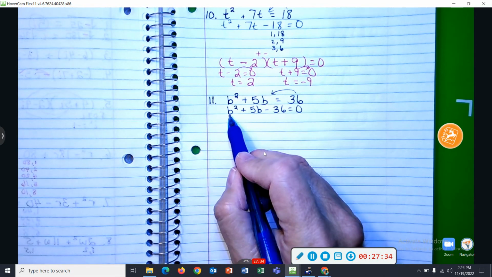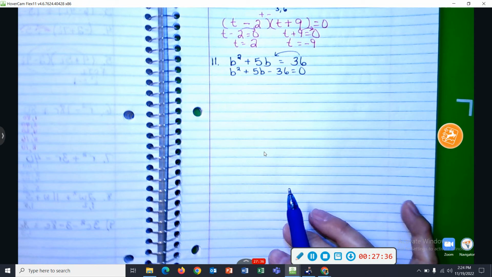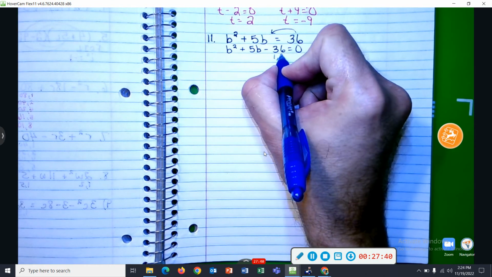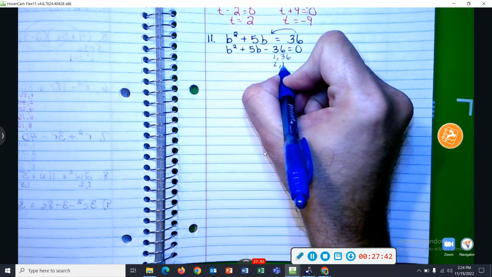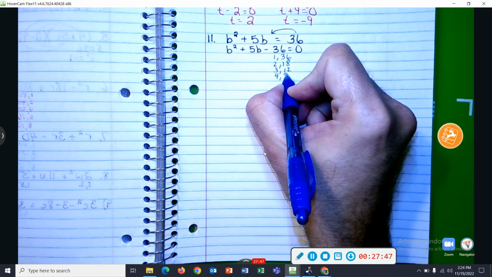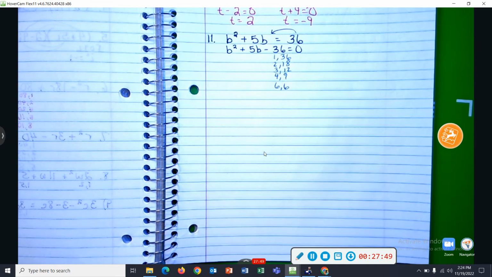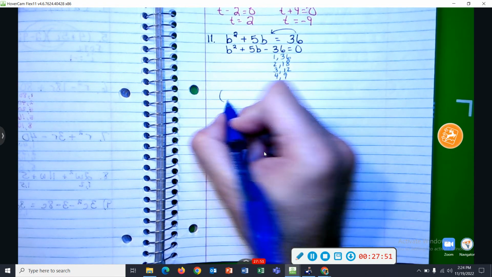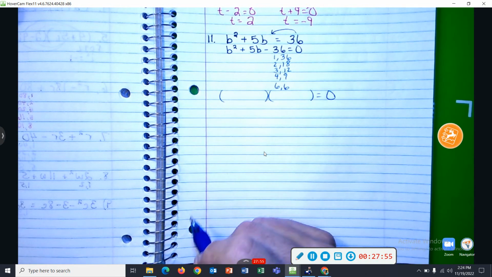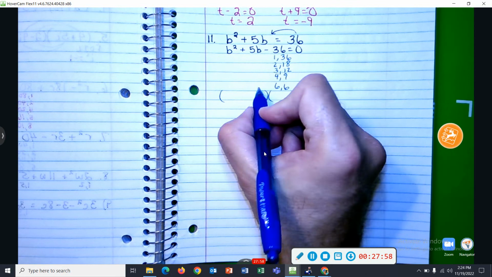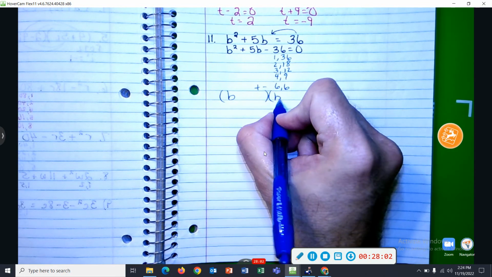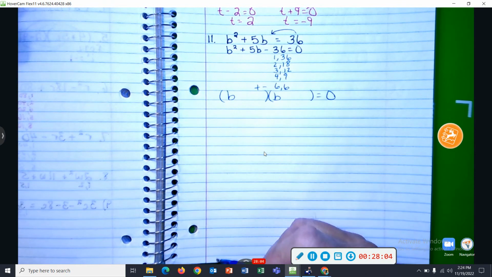There's not a number in front of b squared, so this is an easier type to factor. Numbers that multiply together to give 36: 1 and 36, 2 and 18, 3 and 12, 4 and 9, 6 and 6. Second sign is minus, so there'll be a plus and a minus. There's not a number in front of the b squared, so you just go b and b.